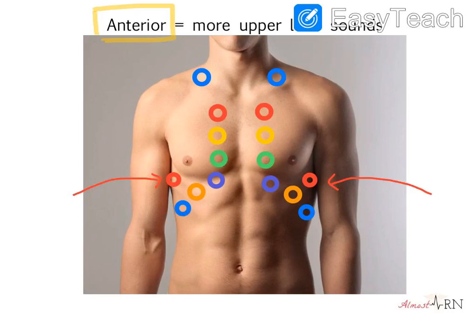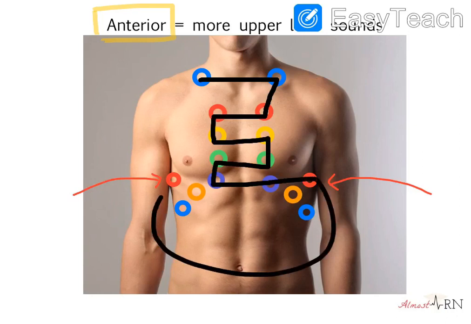I want to make sure I draw out the ladder for you just so you can see it. So you start here, go here, then compare, go here, down. You're always comparing to the other side when you listen. Then you go over here. So that is how you listen to the anterior portion of the lungs.